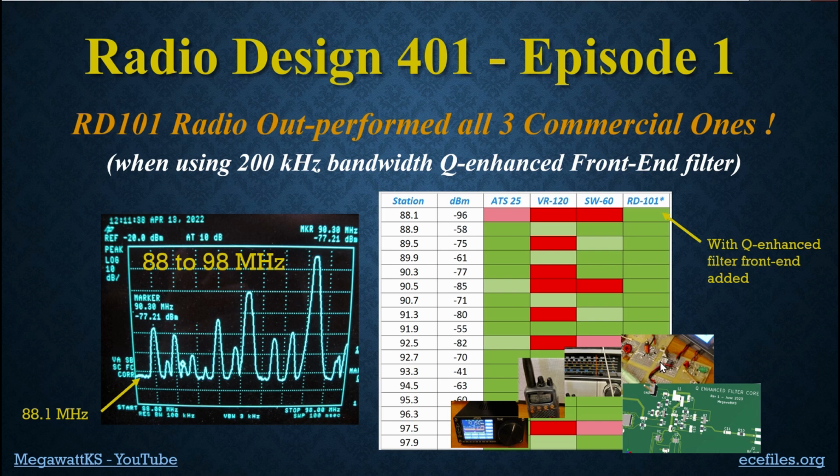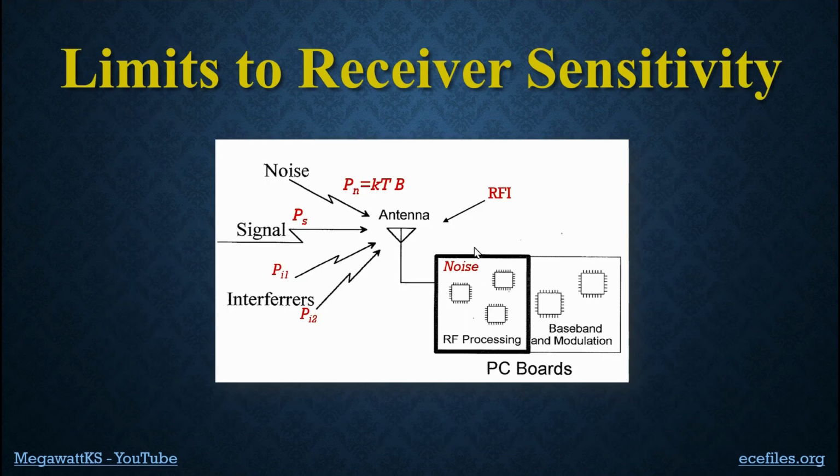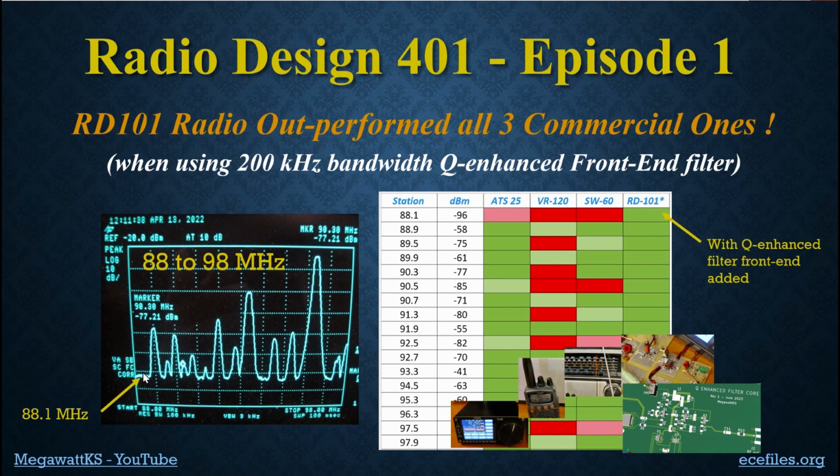And then finally, here's a radio that we designed and built in the Radio Design 101 series. It initially struggled with a lot of stations, but when we added the so-called Q-enhanced front-end filter, we got pretty much all the stations, at least all the ones I could see with the spectrum analyzer in my office. But remember, spectrum analyzers typically have a lot of internal noise, and so that was limiting the ability of the spectrum analyzer to receive really weak signals itself.